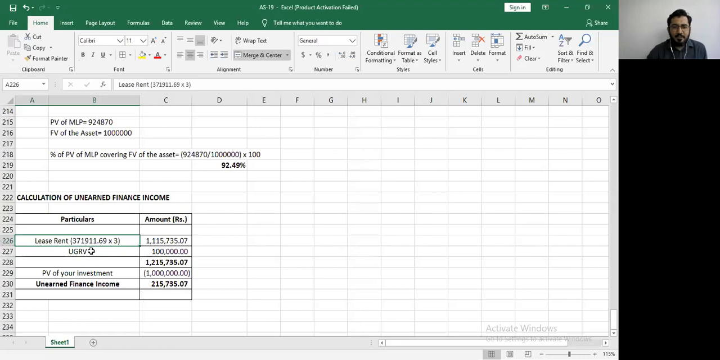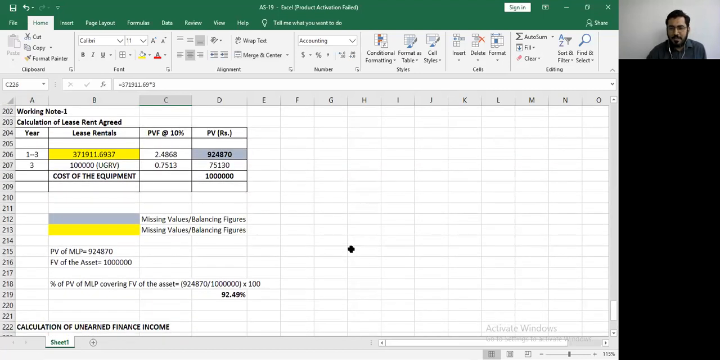You multiplied 3,71,911 by 3 and got 11,15,000, whereas here you yourself wrote that it comes to 924,870. So what you're saying is not correct. 3,71,911 is not your present value. When we calculate its present value, your present value comes to 924,870. So 924,870 is the present value, and that is why you used it over here to calculate the percentage of present value of MLP covering the fair value of the asset. So 3,71,911 is not the present value, it is 924,870, that is the present value. Right, I hope that solves your doubt.